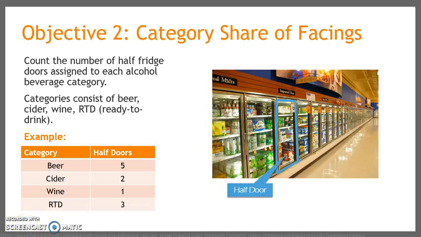The second objective of the VSA is the category share of facings measure. This is limited to just the fridges. Count the number of half fridge doors that are assigned to each category: beer, cider, wine, and RTDs, ready to drink. Some stores may not have fridge doors, but instead may have open refrigeration units. In this case, you can count per half unit.